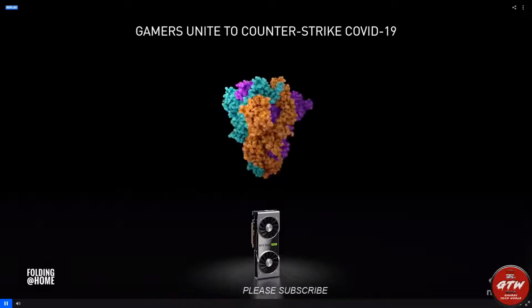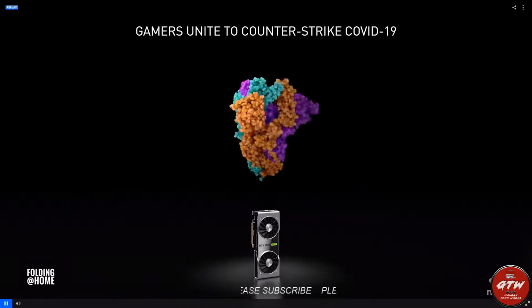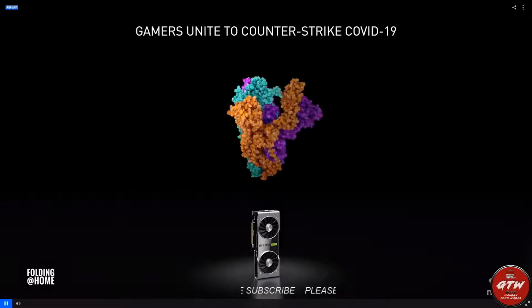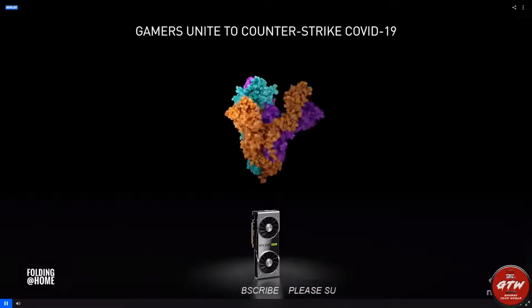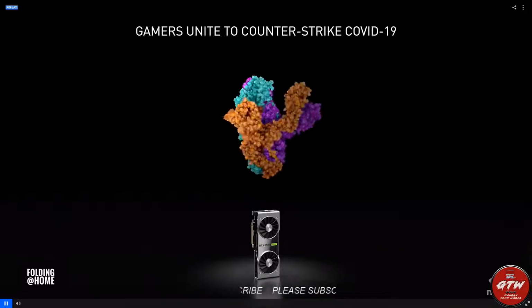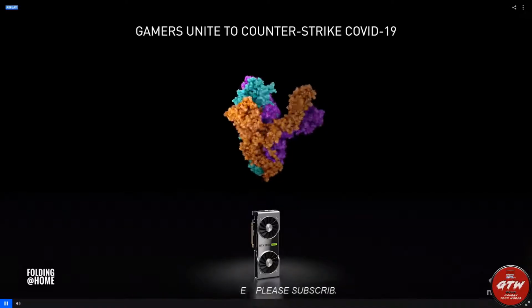Folding at Home was able to simulate 100 milliseconds, a tenth of a second in the life of the coronavirus, and capture the moment it opens its mouth to infect a human cell. Scientists believe this is also its moment of weakness. Thank you all for joining this historic fight.